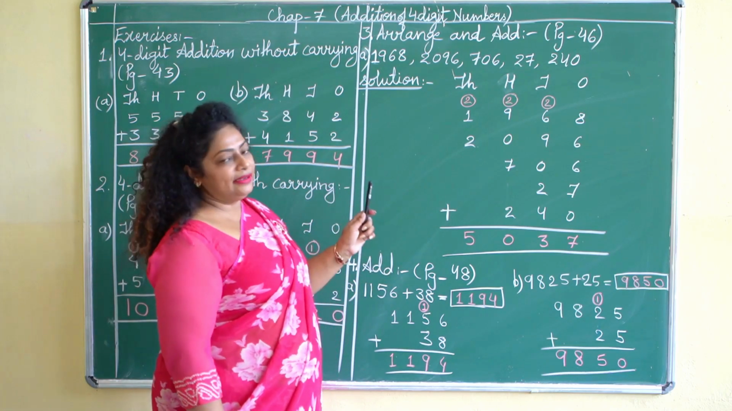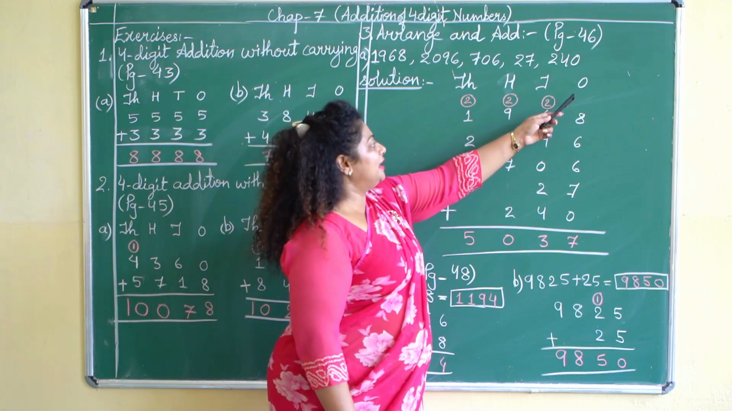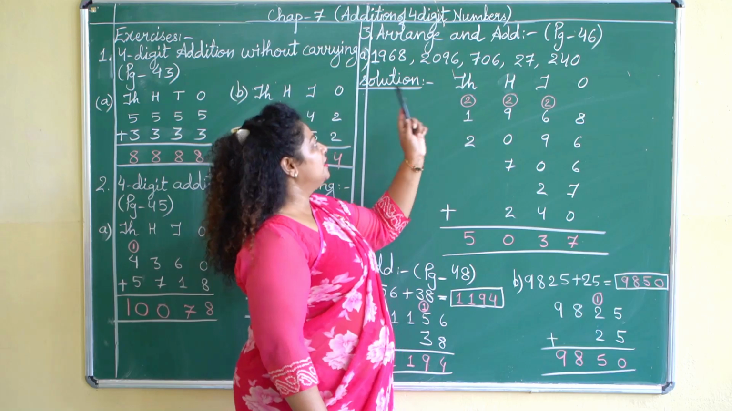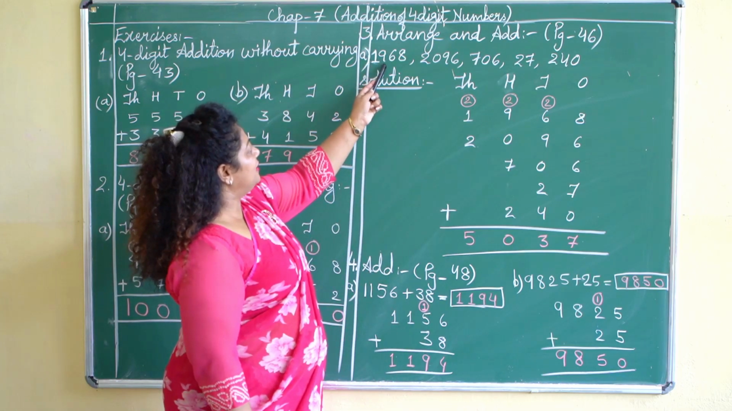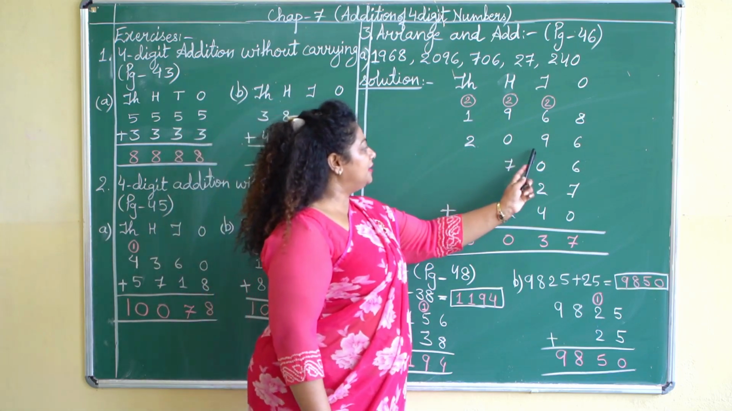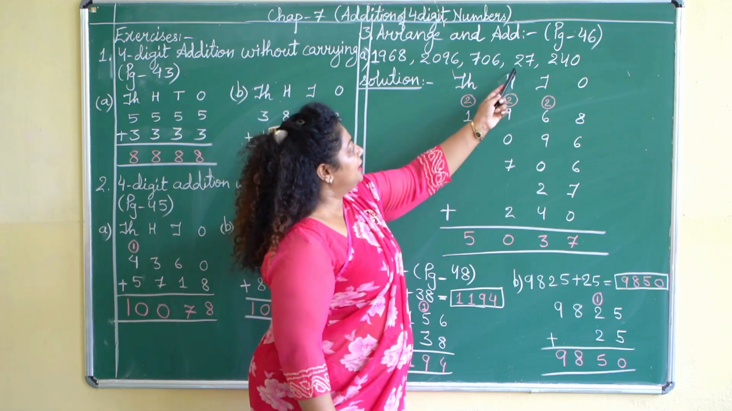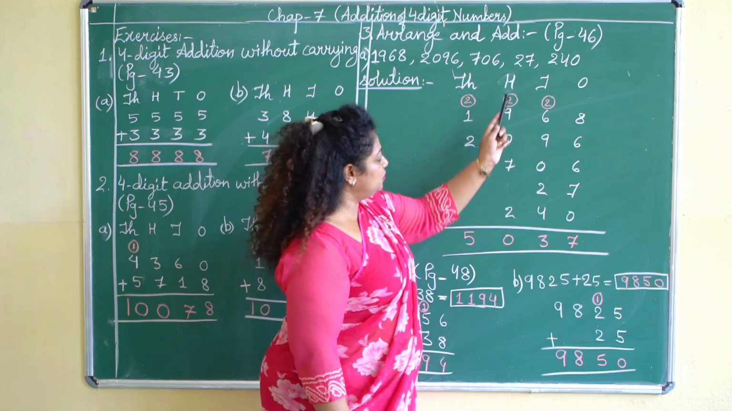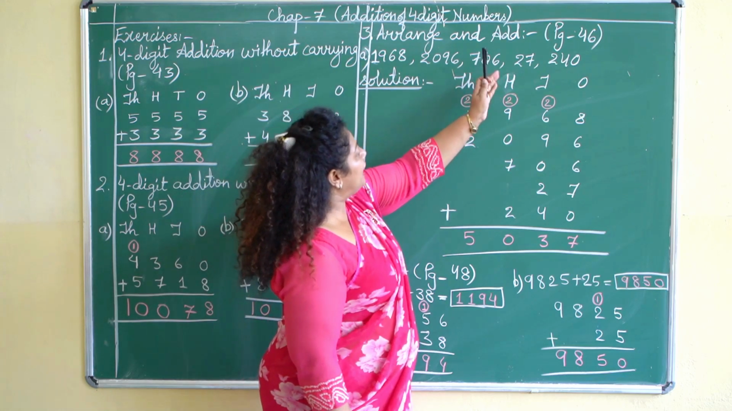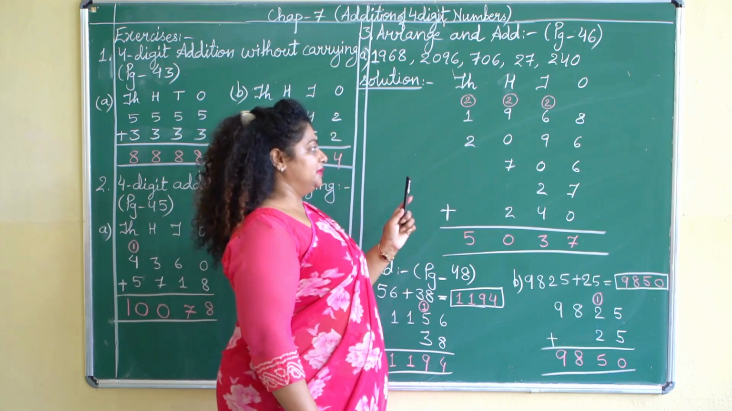Okay, first of all, write the value of these numbers. We have to arrange according to their places. So let's write ones place, tens place, hundreds place and thousands place. So first we write 1968. We have written here. Next number is 2096. Again we have written according to the values. 706. Again we have written below here. Then 27 we have written, and then 240. Now we have arranged these 5 numbers column wise. Now we have to add these numbers.